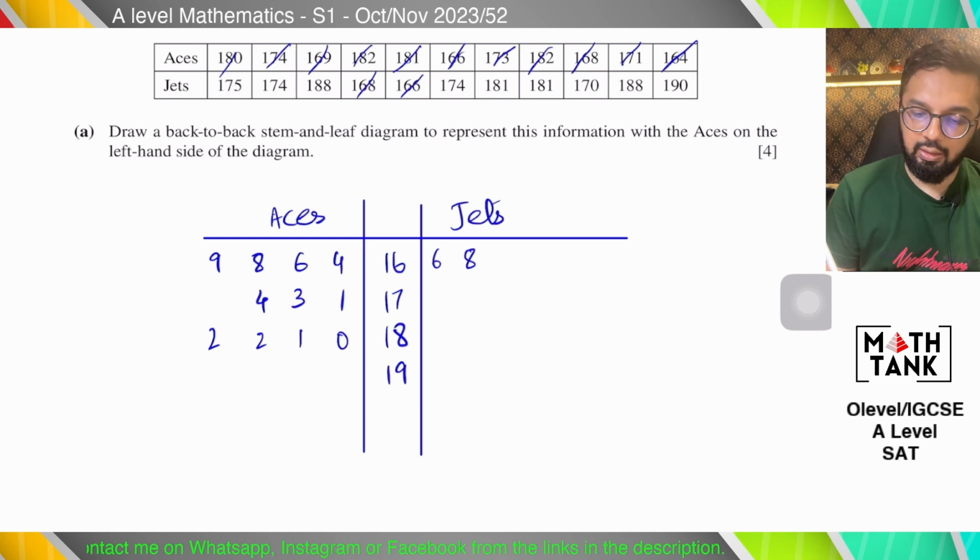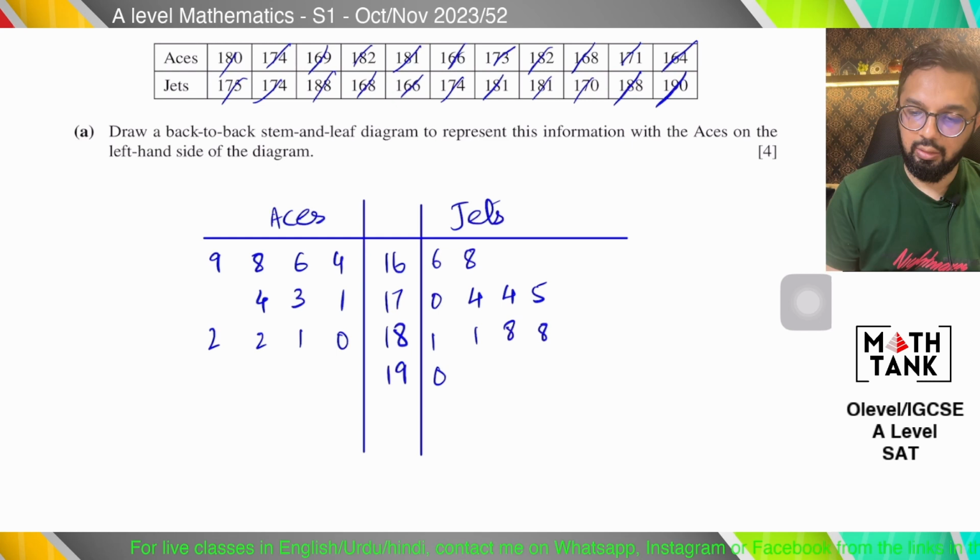So half n plus 1 th will give me the median. So I'm looking for the sixth value. Let's look for the sixth value. 1, 2, 3, 4, 6. So 173 is the median.